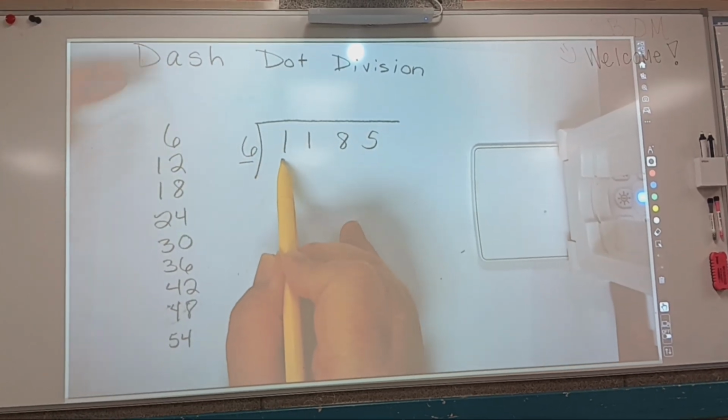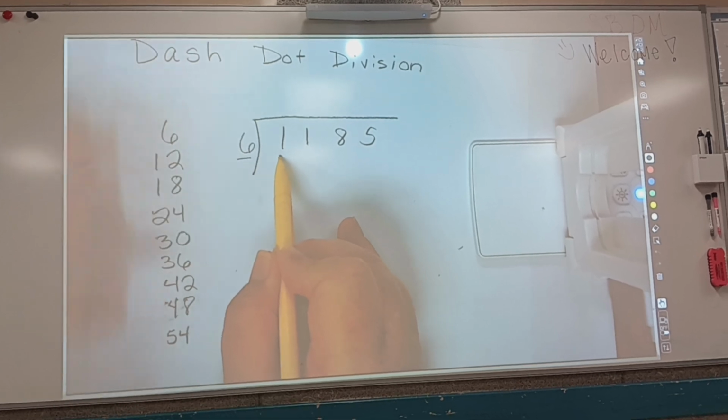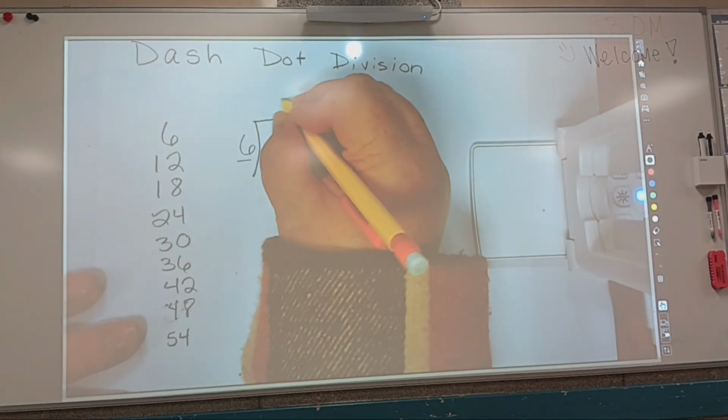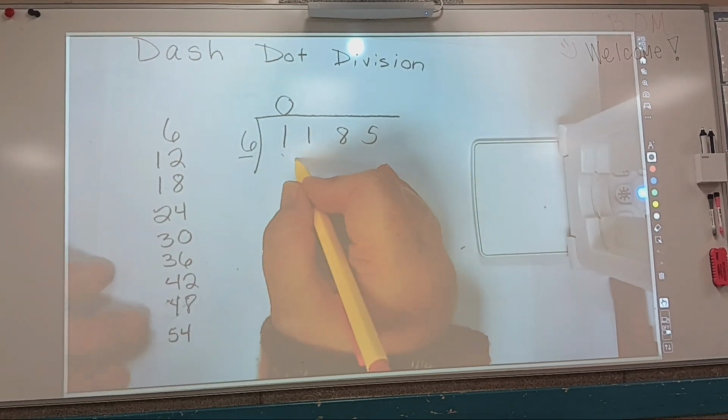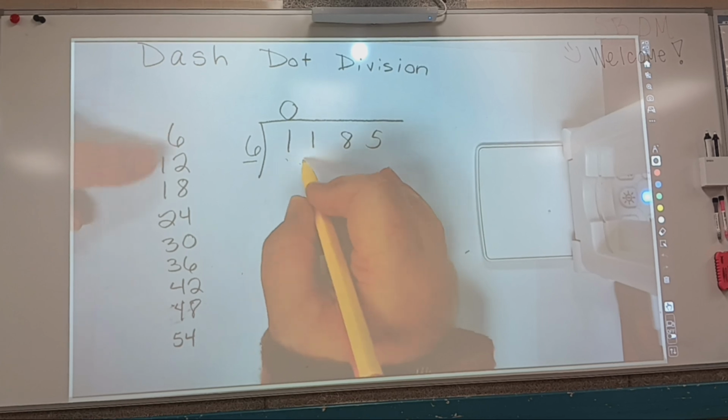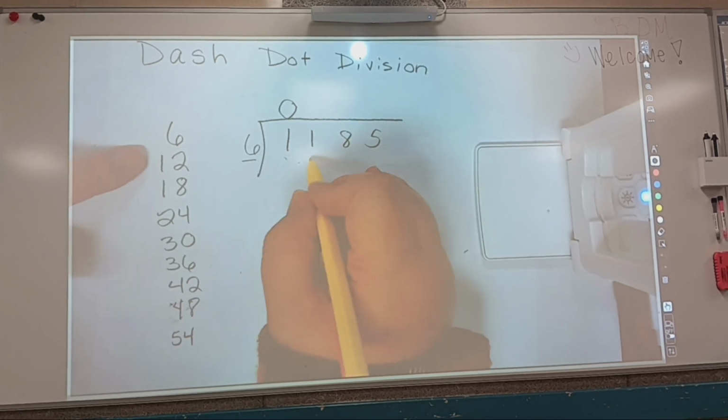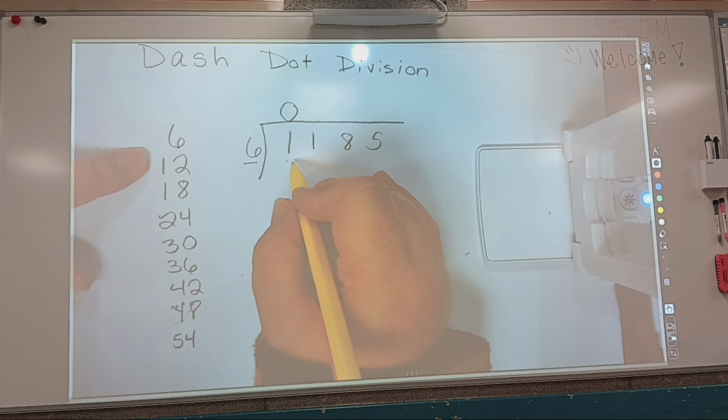Okay, so the first thing I need to do is look and see that 6 will not go into 1 because 6 is greater than 1. So I'm going to put a 0 in my quotient. Now I'm looking at the number 11. And what I want to do is every time I skip count by my 6, I'm going to put a dash or a line underneath my number.